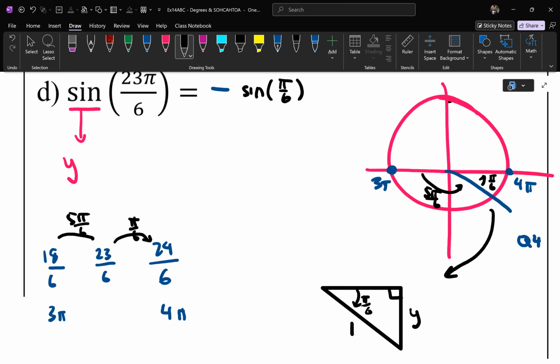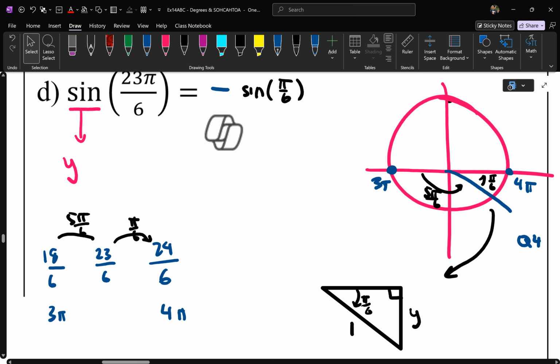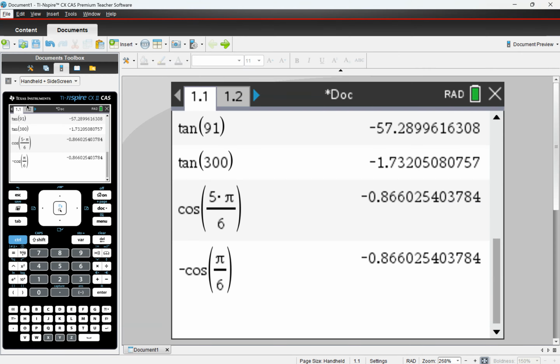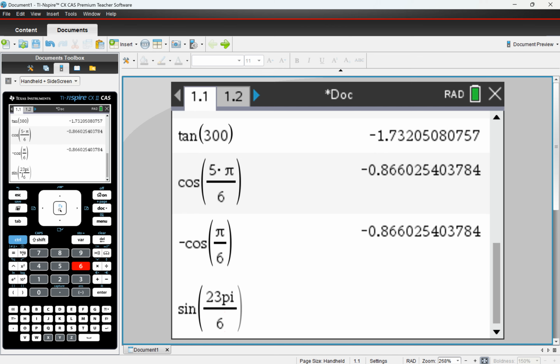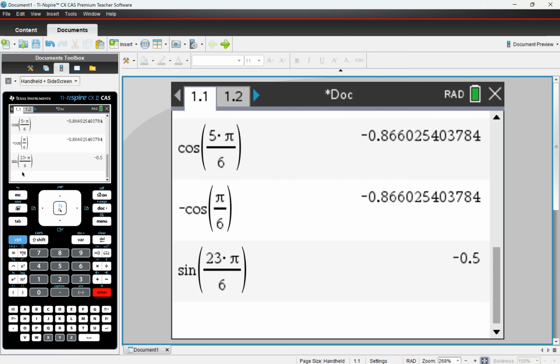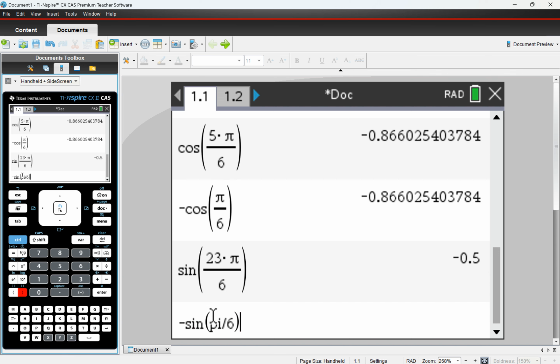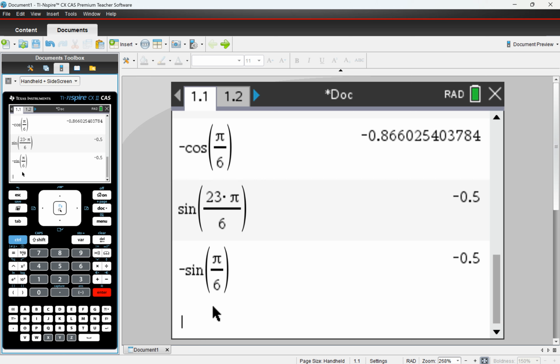If you want to test your answers to know if you're right, go back to your calculator and test it. If I type in sine of 23 pi over 6, that should give me negative half. But then if I try negative sine of pi on 6, I also get negative half. It's the same answer. This is called symmetry properties. So you're trying to get the angle within an acute angle.